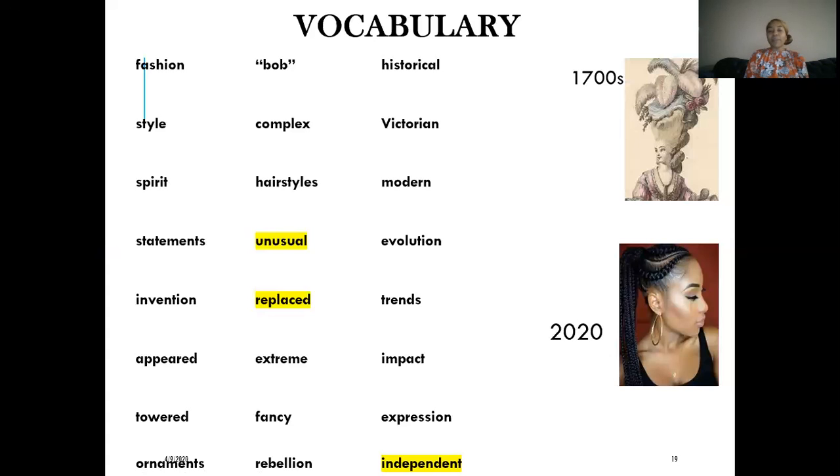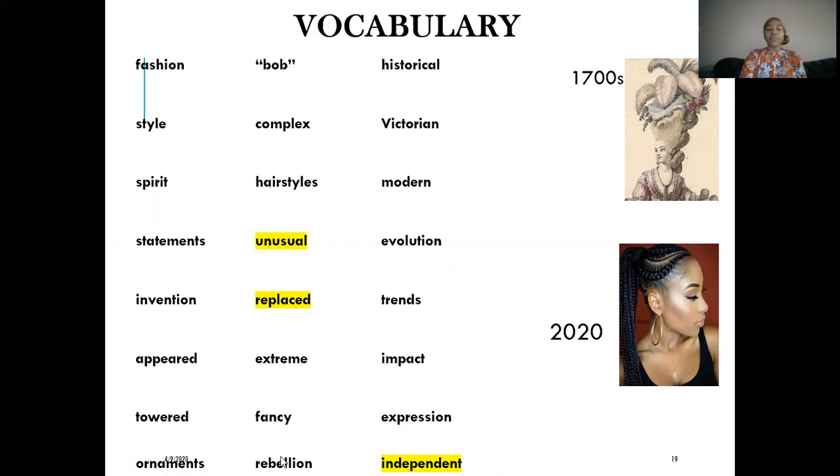I've highlighted three words. Do you know why? That is correct. I highlighted those words because those words all have prefixes. The prefix un means not. So when it's added to the root, that means not usual. The prefix re means again. So to replace something means to place it again. And the prefix in means not. So when I put it in front of the root, dependent, that means not dependent.